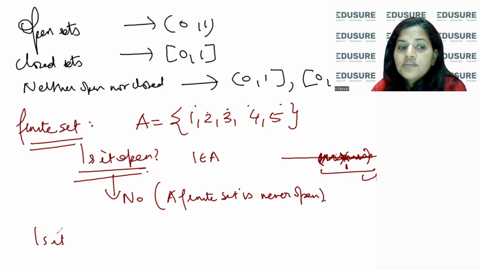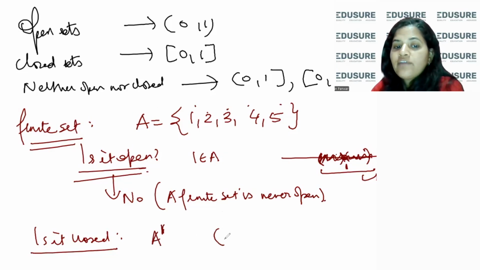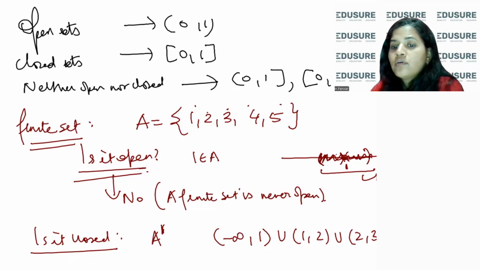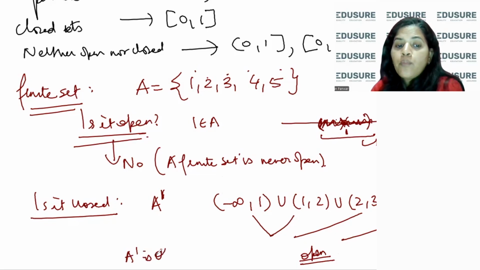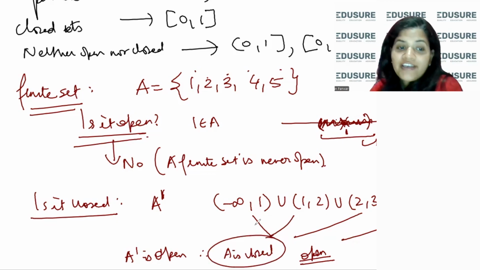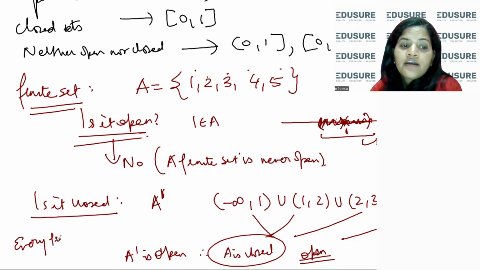Okay. Is it closed? Let us see. Let us look at A complement. I have to remove these elements. So I will go from minus infinity to 1, then 1 to 2, then 2 to 3, then 3 to 4, then 4 to 5, and then 5 to infinity. You can see that all these intervals are open intervals, and therefore they are open sets, and a union of open sets is open. So A complement is open, and therefore A is closed, and therefore every finite set is closed.